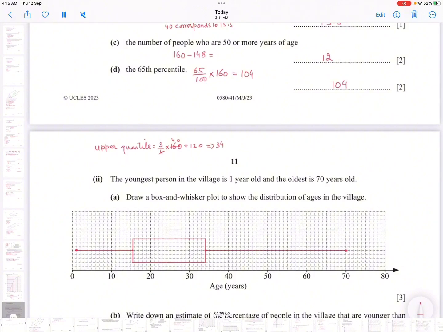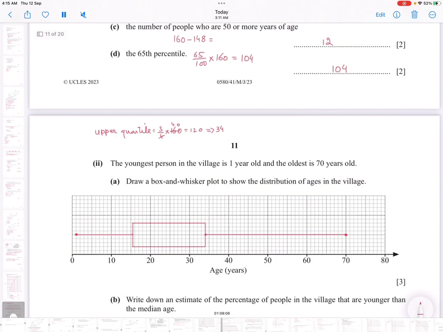Now you have to draw the line of the median which you already have. So the median value was 25. So this is your box and whisker diagram. So you write Q1, Q2 and Q3. Q1 is your lower quartile, Q2 is your median, and Q3 is your upper quartile. So I wrote it here.